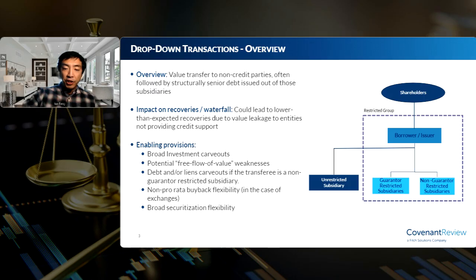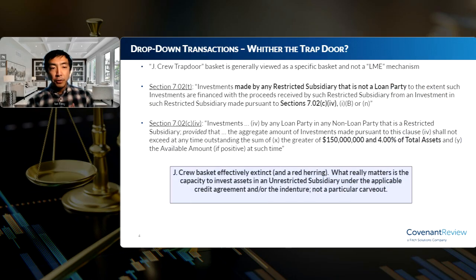So in the J.Crew basket, let me just go forward again, you'll see 702T is talking about those non-guarantor restricted subsidiaries, and it's saying that they are allowed to make investments as long as that investment was financed by another carve-out, specifically these three, 702C4, IB, or N. You can ignore IB or N. They're not relevant to this discussion. So we go to 702C4, and that's our intercompany investments basket.